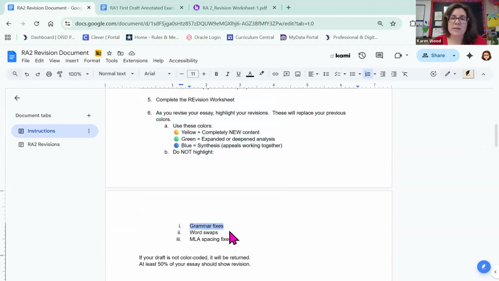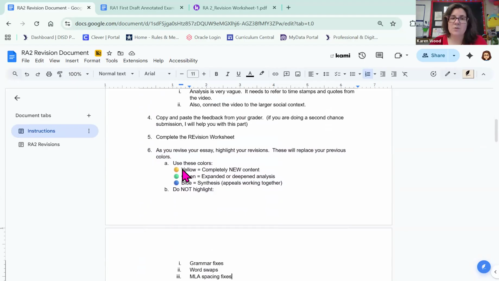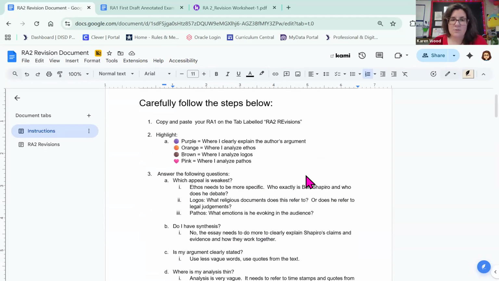So what you're not highlighting are grammar, word swaps, or MLA formatting, okay? I just want to know what text, what portions and content you're adding. So yellow is going to be new, green is where you go deeper into what you already have, and then blue is synthesis. Okie dokie. Hopefully that is a little bit less confusing than just having to read it.